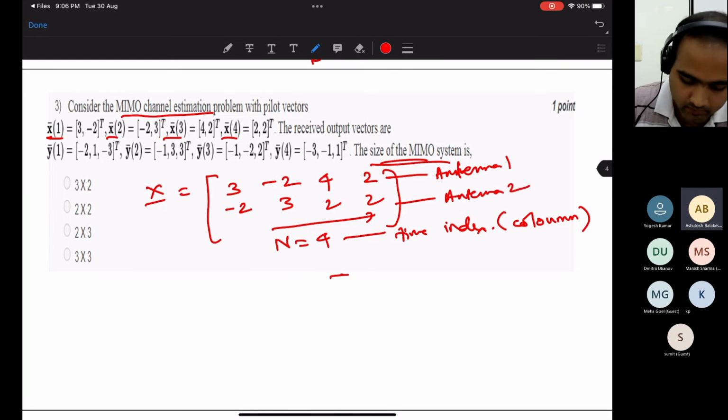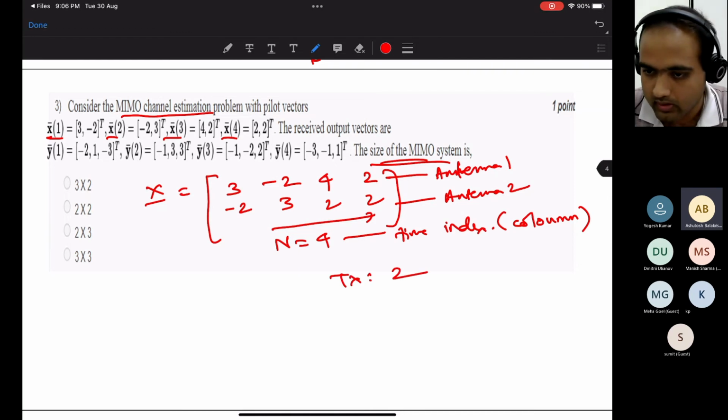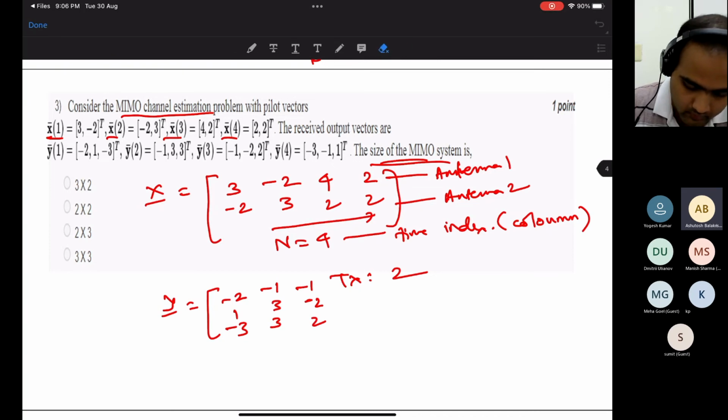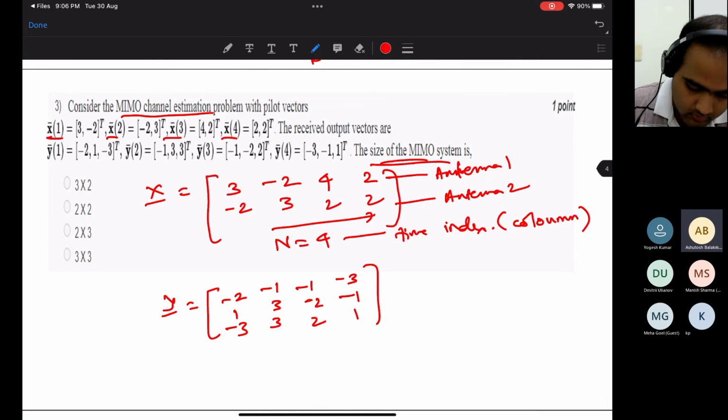So in the transmitter we have 2 antennas, right? Now let's see what is the Y. So now my Y is minus 2, 1, minus 3, minus 1, 3, 3, minus 1, minus 2, 2, and this can be minus 3, minus 1, 1. Okay, and we had this.